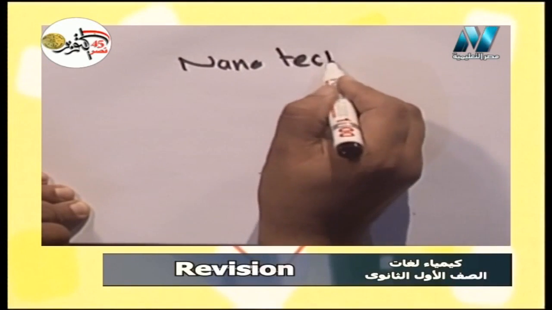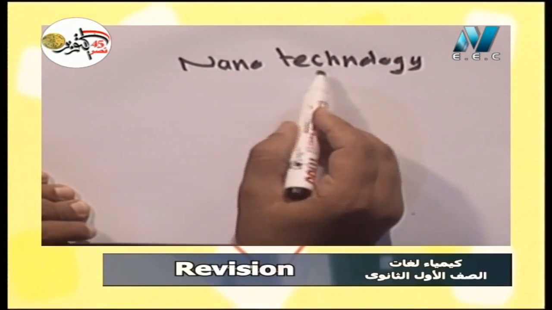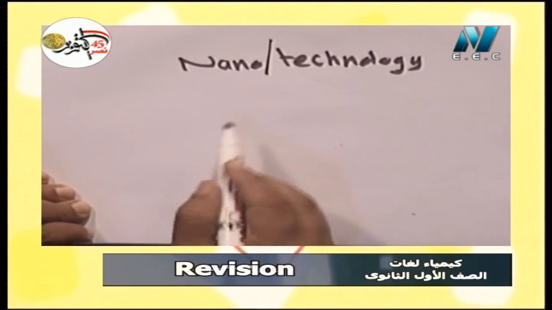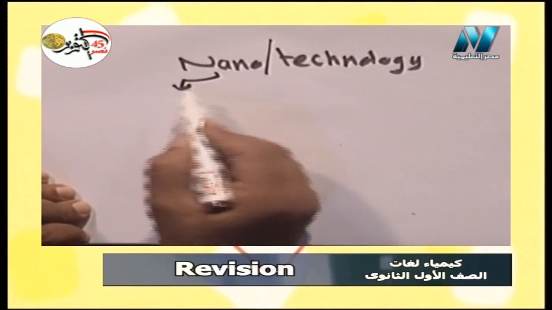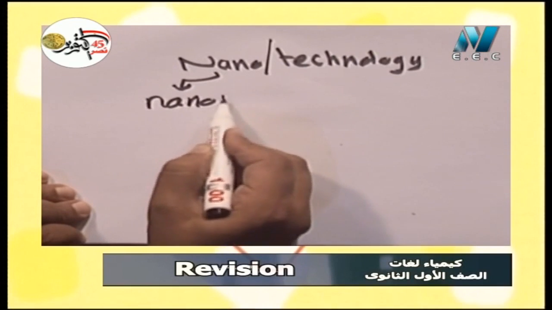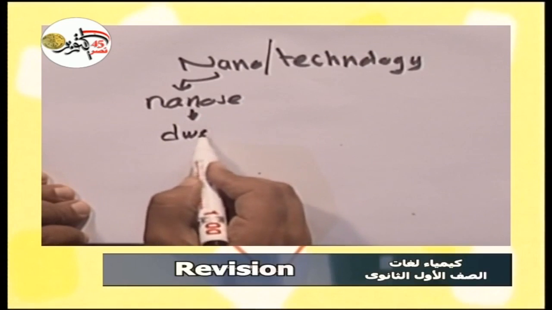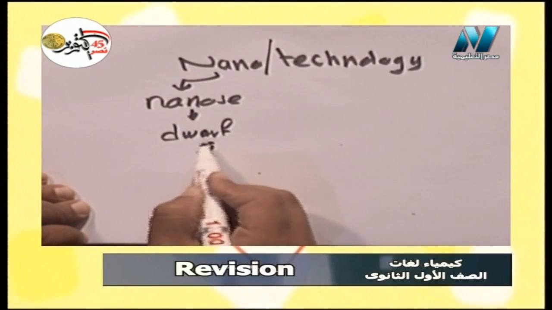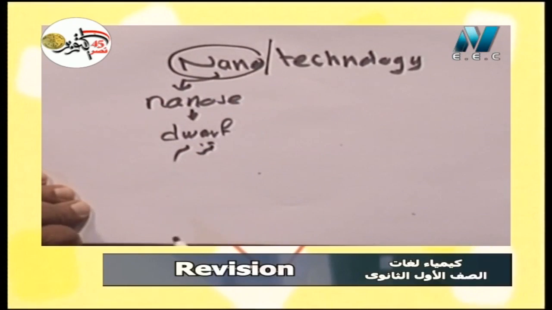Nanotechnology, one word, but it has a prefix and a suffix. Nano comes from the Greek name nanos, and this means in English dwarf, in Arabic qazam. This is the meaning of the word nano.